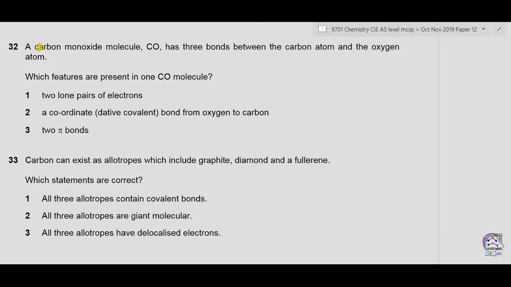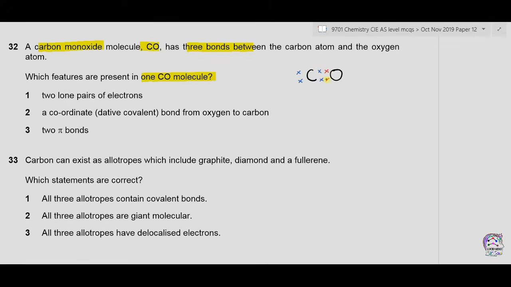Question 32. A carbon monoxide molecule CO has 3 bonds between carbon atom and oxygen atom. Which features are present in one CO molecule? Now carbon belongs to group 4 in the periodic table and oxygen belongs to group 6 in the periodic table. So therefore carbon has 4 electrons in the outermost shell while oxygen has 6 electrons.